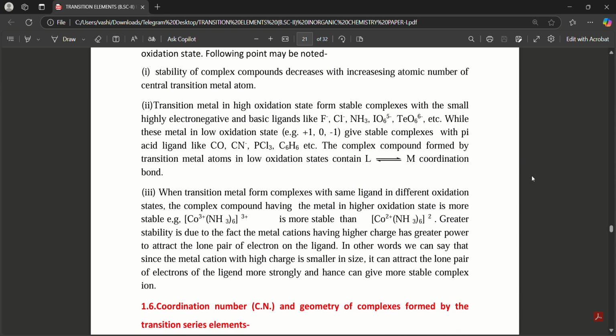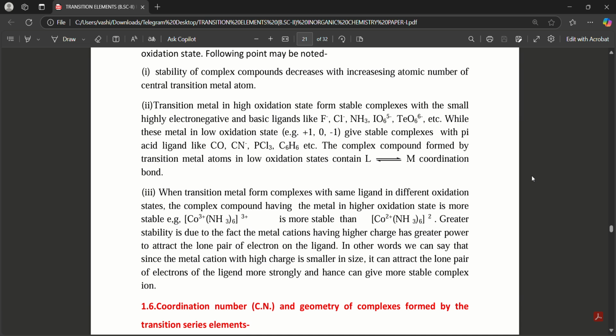The following points may be noted. Stability of complex compounds decreases with increasing atomic number of the central metal atom. Transition metals in high oxidation state form stable complexes with small, highly electronegative and basic ligands like F negative, Cl negative, NH3, O2 negative, PO4 3 negative, etc.